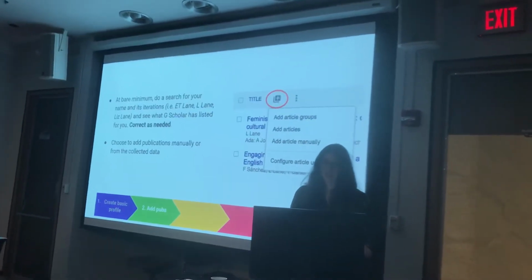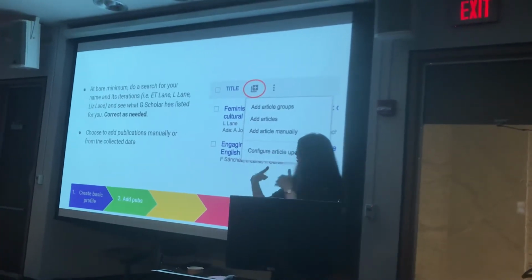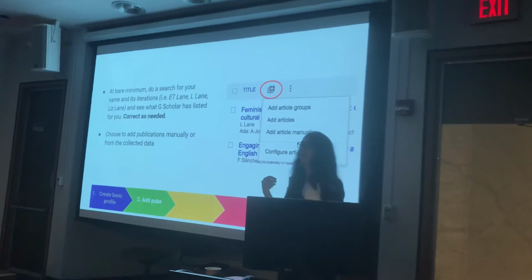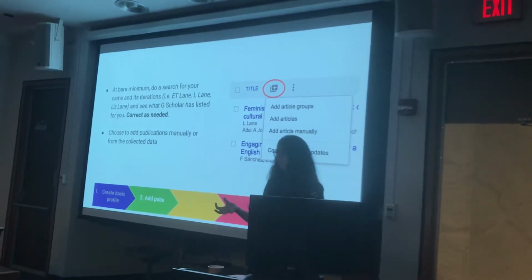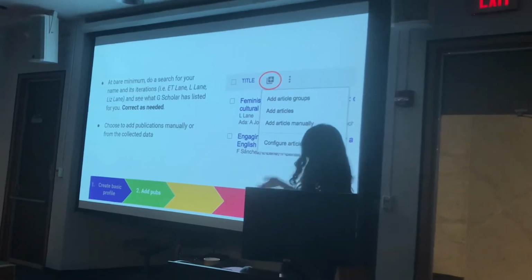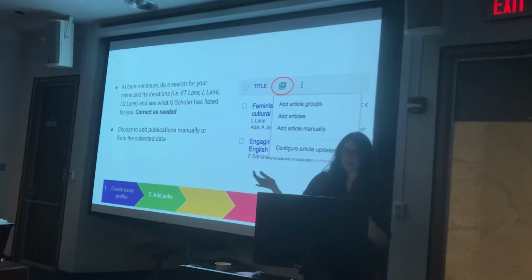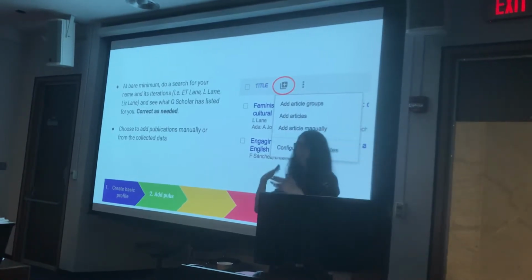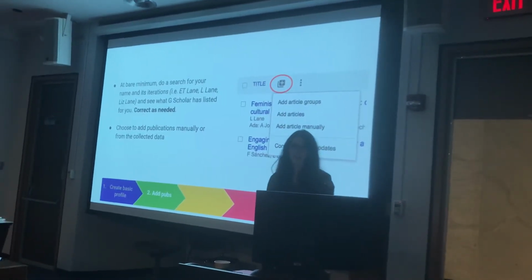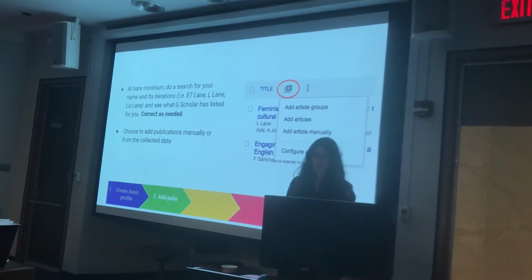So, okay, adding publications. At the bare minimum, when you start your Google Scholar profile, it'll already present to you what it has associated with your name. So at the bare minimum, do a search for your name and its iterations. For me, my dissertation is under ET Lane. I go by L Lane or Liz Lane sometimes, so just see the different ways your name might be mentioned as you search for and add articles using the plus button here.